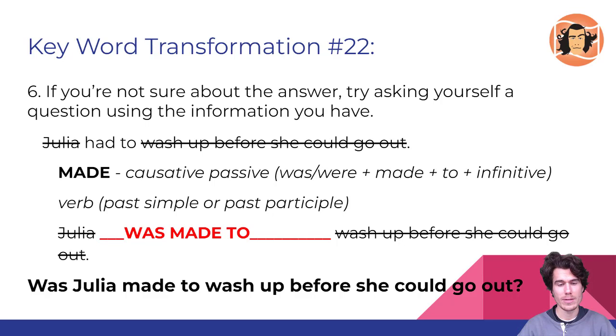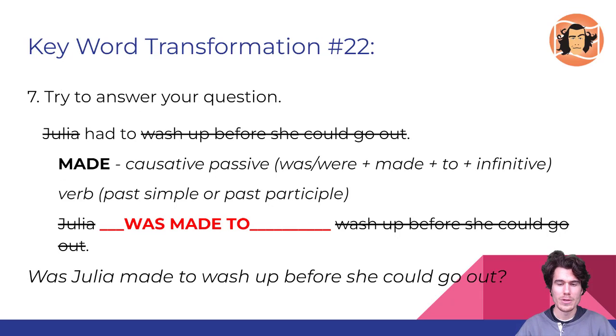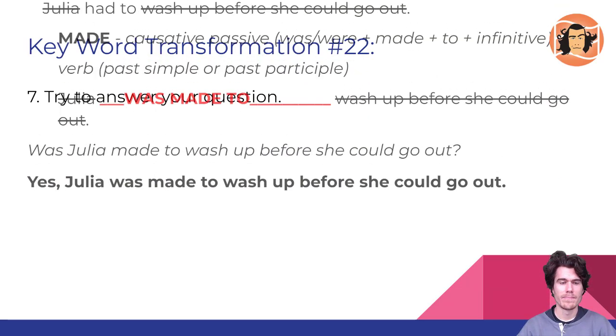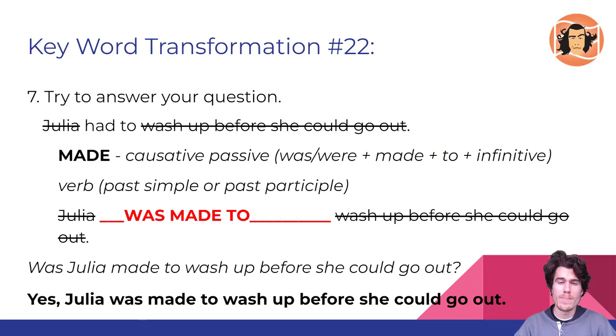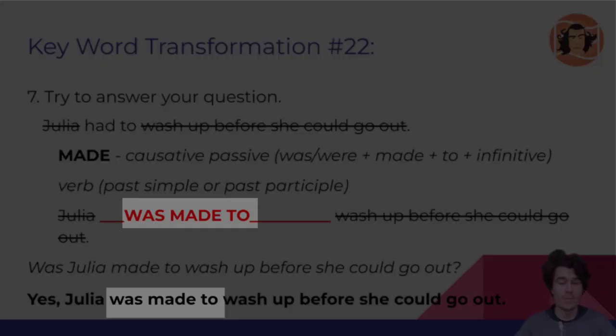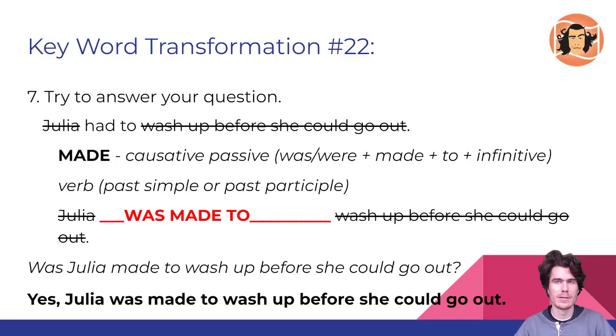Doesn't matter if you've written a different question. We're now going to answer these questions with step number 7. So try to write a full answer to your question. Take a minute to do this. When you have done it, press play and we'll see what answer I've written down. Okay, so the answer that I've written is, yes, Julia was made to wash up before she could go out. And we can see here that the words I've used to answer this question are actually the same words that I've written when completing the gap. Was made to. And that's a positive sign.